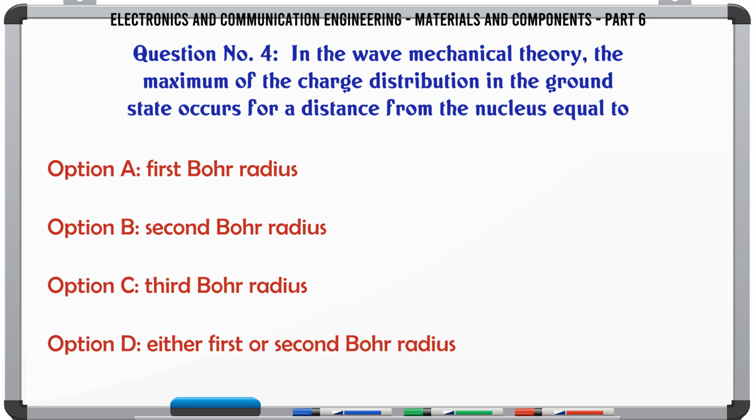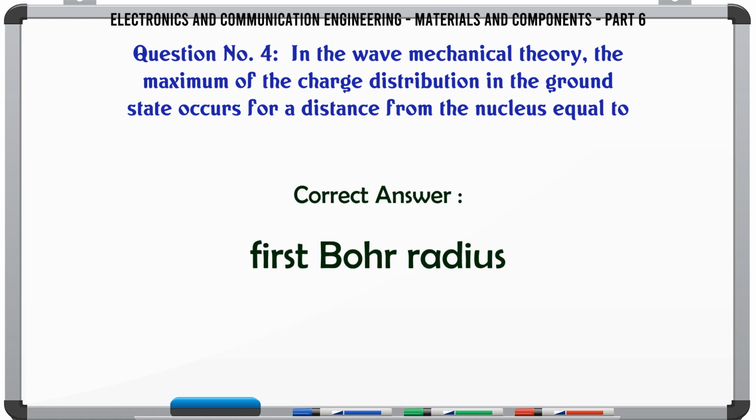In the wave mechanical theory, the maximum of the charge distribution in the ground state occurs for a distance from the nucleus equal to A. First Bohr radius, B. Second Bohr radius, C. Third Bohr radius, D. Either first or second Bohr radius. The correct answer is first Bohr radius.